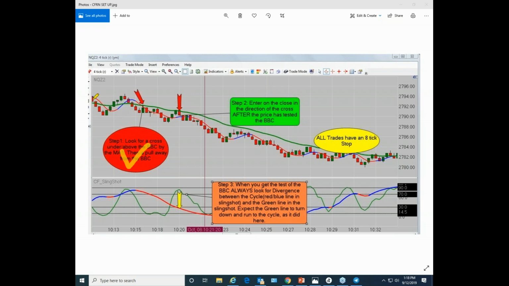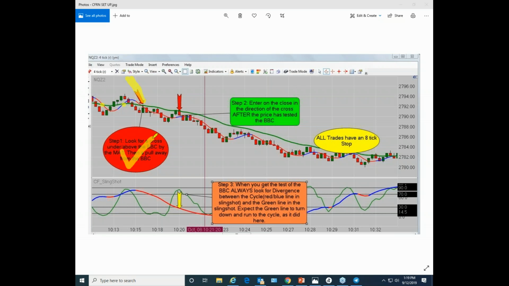When the MA1, that red and blue line, crosses the green line, that's the cross. That's the first step. That lights the match. If the MA1 is red, you're looking for shorting opportunities. If the MA1 is blue and crossing the BBC, you're looking for buying opportunities. So the one that's highlighted here is a bearish cross. Why? Because the MA1 is red.